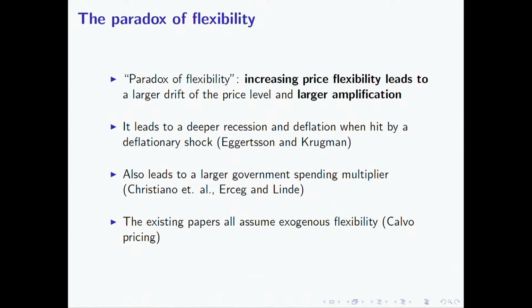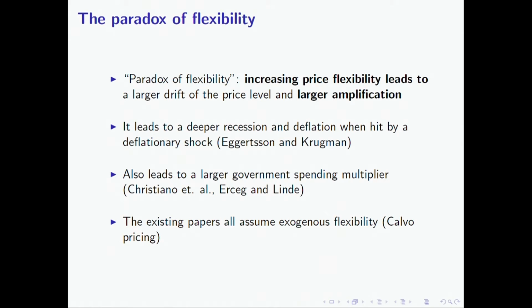Okay. So the title contains the words paradox of flexibility. So what is that paradox? Let me spend a moment on this. The paradox of flexibility is that increasing price flexibility leads to a larger drift in the price level and therefore a larger amplification of shocks. Why is this a paradox?